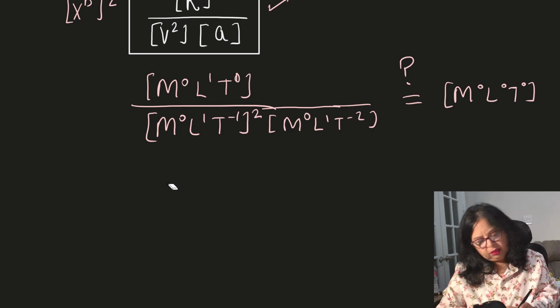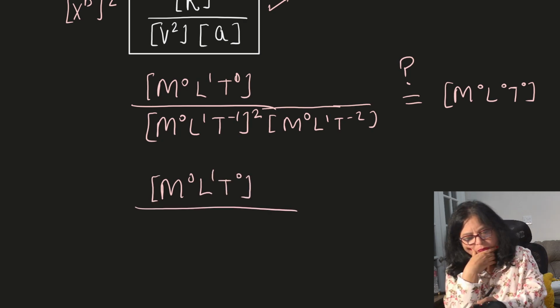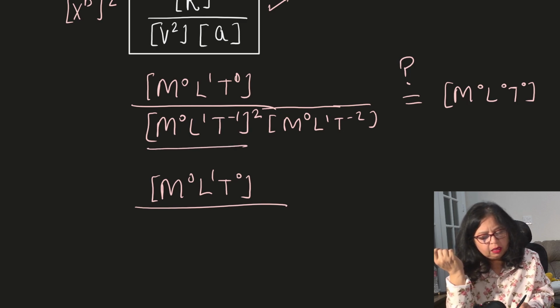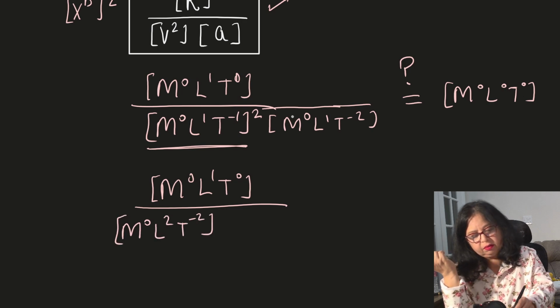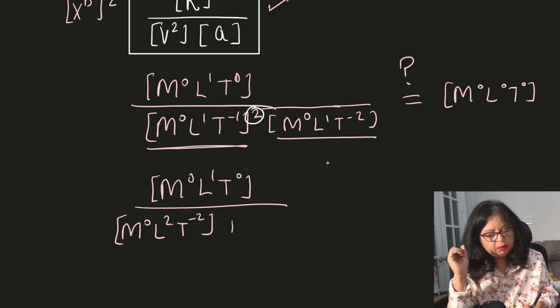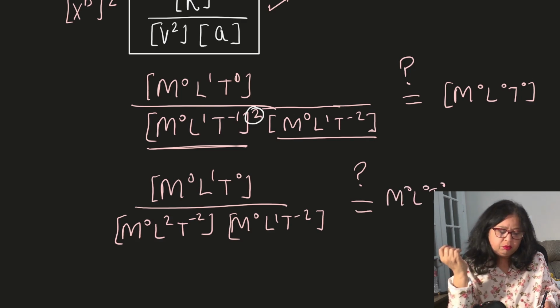All right, let's look at the left-hand side. Numerator is m0 l1 t0, divided by, let's look at this first dimensional formula. This will give you m0 l2 t minus 2. Why? Because I brought this inside the parentheses, times this one over here, which is m0 L1 t minus 2. Is this equal to what? m0 L0 t0.